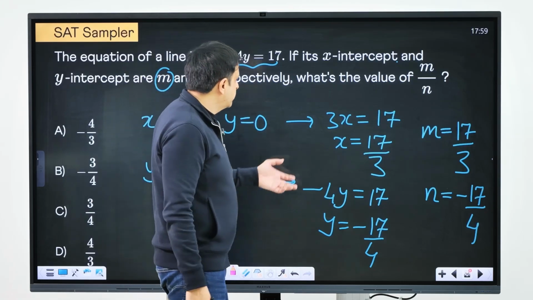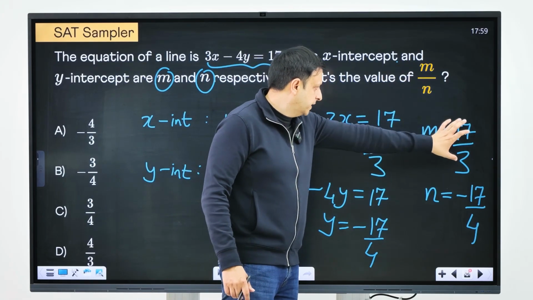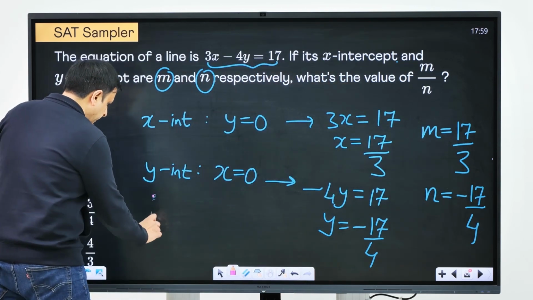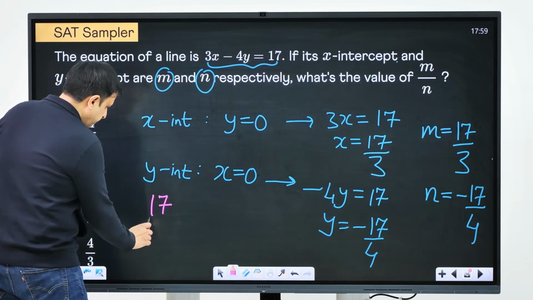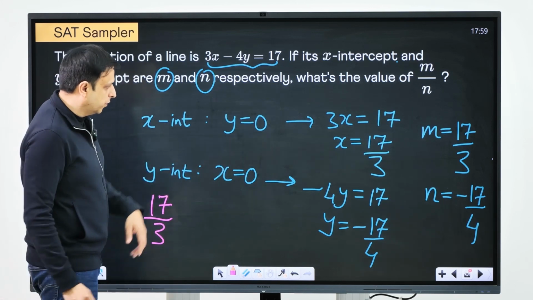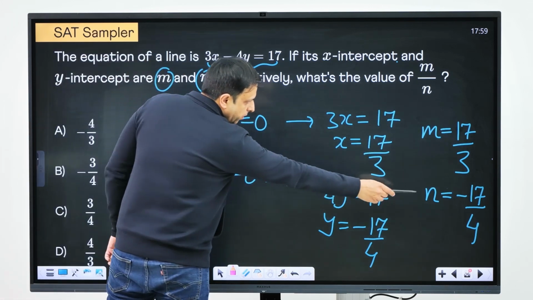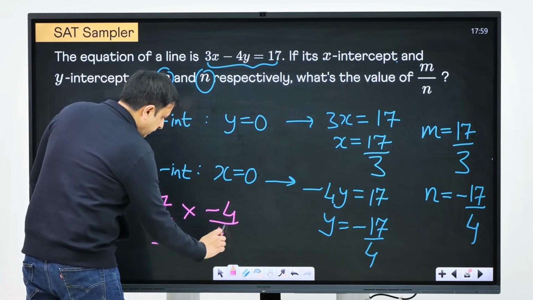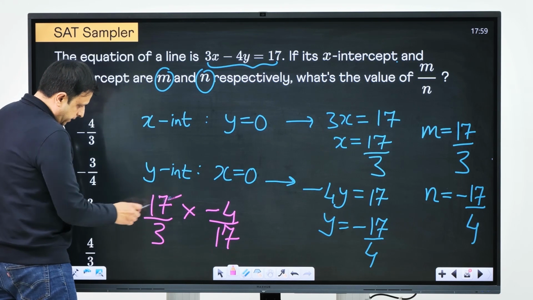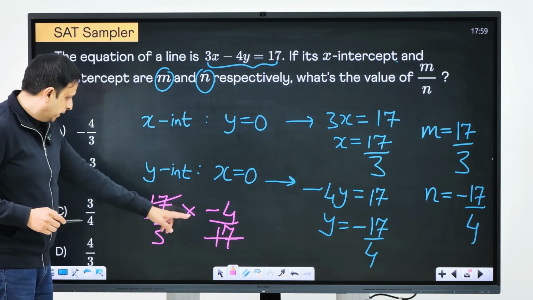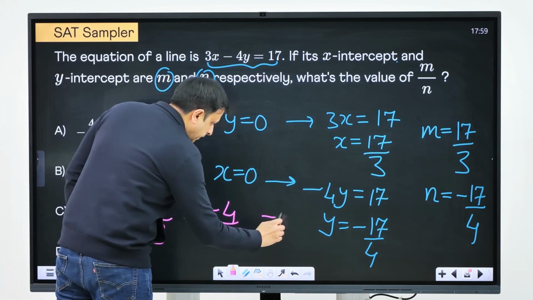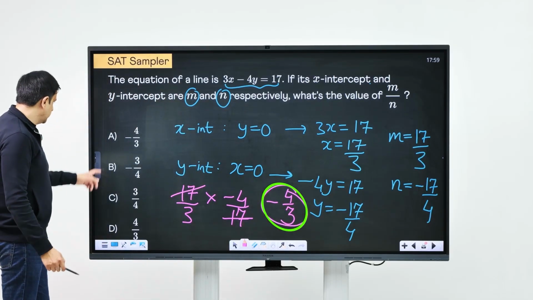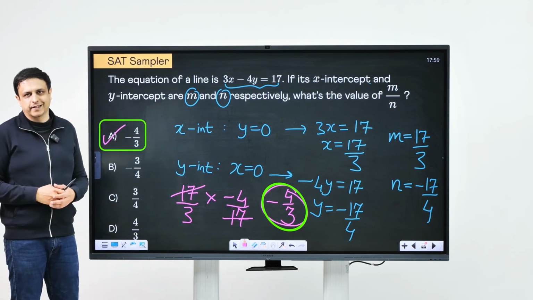Now all we need to do is find m over n. So this fraction over this fraction. Let's just do that. We need to find 17 over 3 divided by negative 17 over 4. So we can multiply by the reciprocal of this fraction. So we can write negative 4 over 17. I can do it this way, and these two terms cancel out, and I should be left with negative 4 over 3. So negative 4 over 3 should be the value of m over n, which is option A. So that's the correct answer.